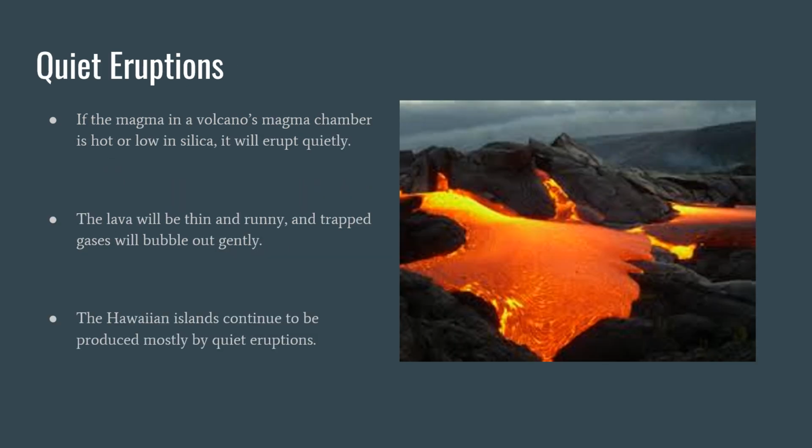Quiet eruptions. If the magma in a volcano's magma chamber is hot or low in silica, it will erupt quietly. The lava will be thin and runny, and trapped gases will bubble out gently. The Hawaiian Islands continue to be produced mostly by quiet eruptions.